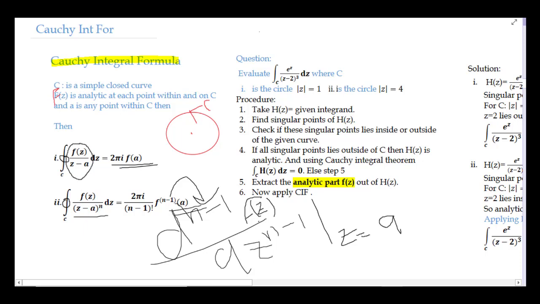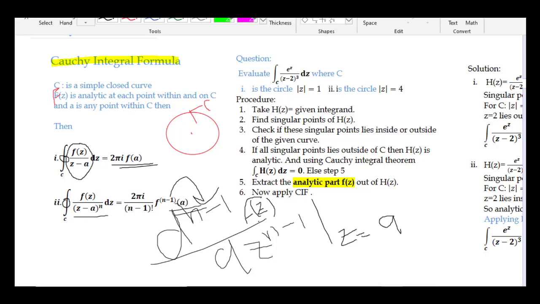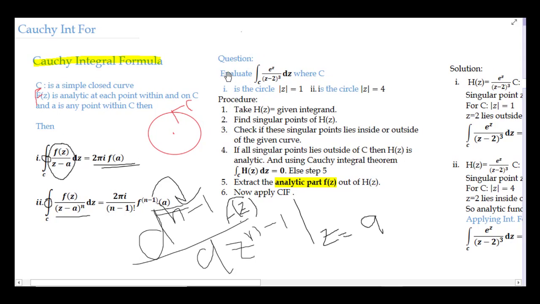f(z) upon z minus a, we don't know, but f(z) is analytic. I emphasize this point again and again. Let's see how to solve this question and what the procedure is. So here is the question.